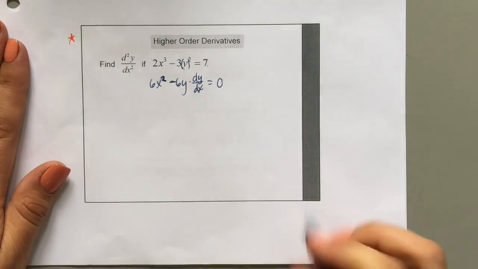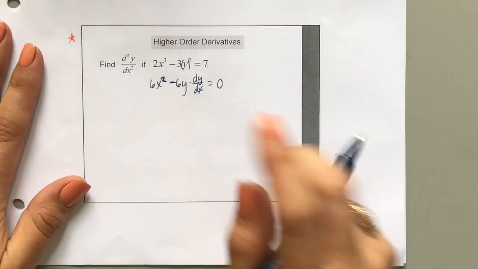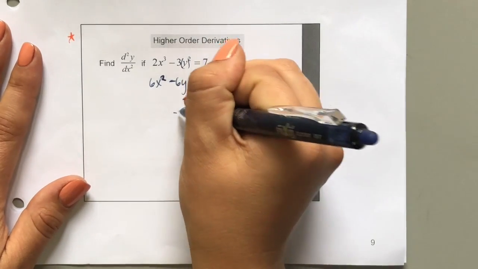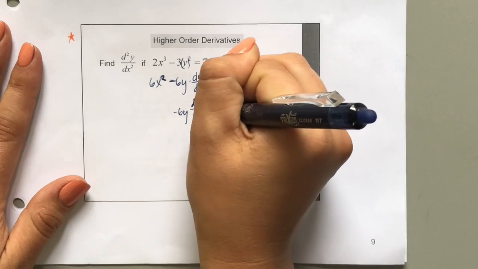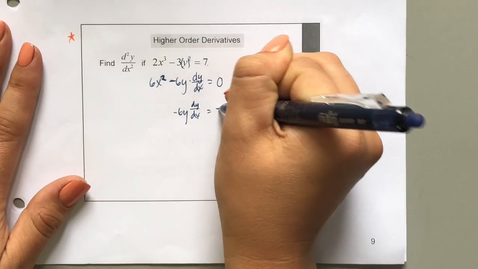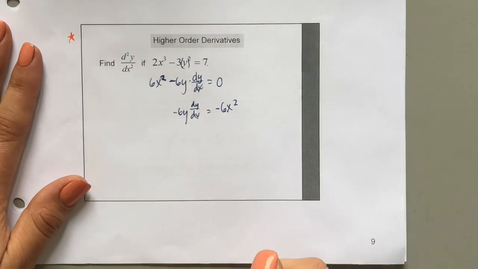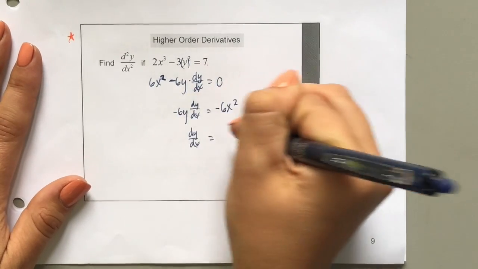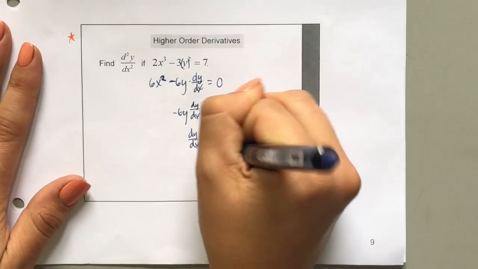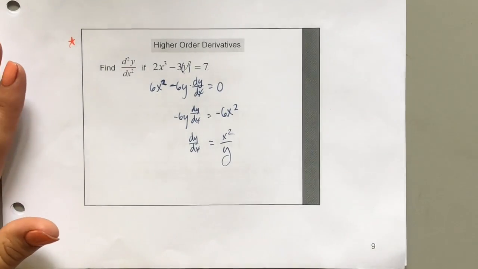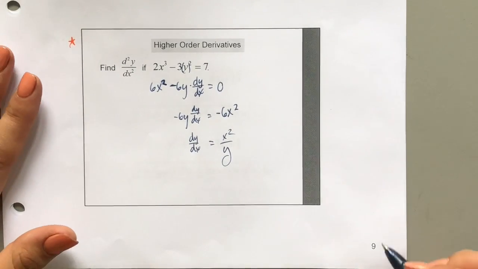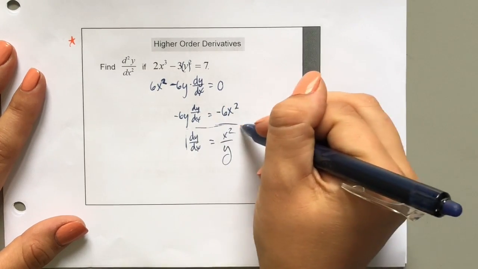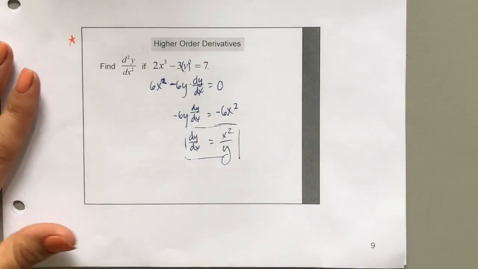Okay, just like before, I'm going to isolate dy dx. It's pretty important. I could divide by 6 now. I guess I'll do it later. So negative 6y dy dx equals negative 6x squared. I'm going to divide by negative 6y now. So dy dx equals x squared over y, because my negative 6's divide to 1. It's not my final answer, but I am going to lightly outline that, all right?